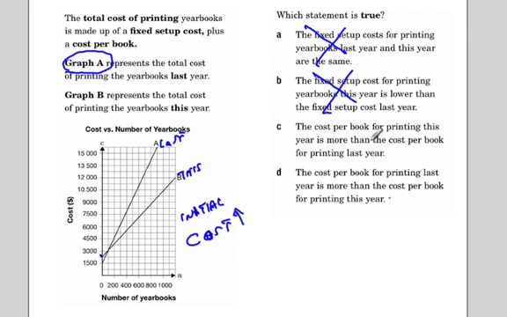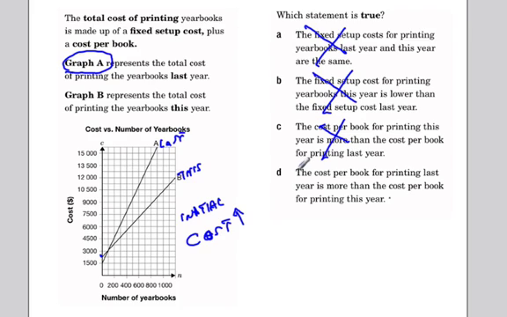The cost per book for printing this year is more than the cost per book for printing last year. And we know that that's false because it would be a steeper line for this year if the cost per book was higher.